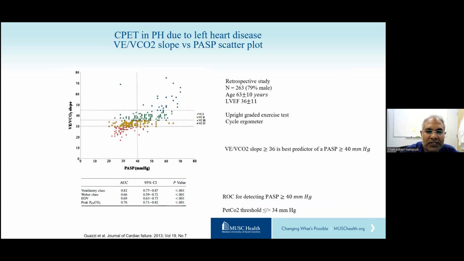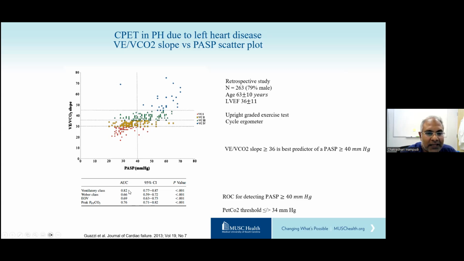And as you could see here, the study indicates that a VE/VCO2 slope equal to or greater than 36 is the best predictor of a PA systolic pressure of greater than or equal to 40 millimeters of mercury. This is something that I keep observing on a regular basis when I do the right heart cath for patients, and also when we read the cardiopulmonary exercise testing at the same time. Now, please note that a PETCO2 threshold of less than or equal to 34 has also been shown to have a good ROC for detecting pulmonary hypertension in these patients.